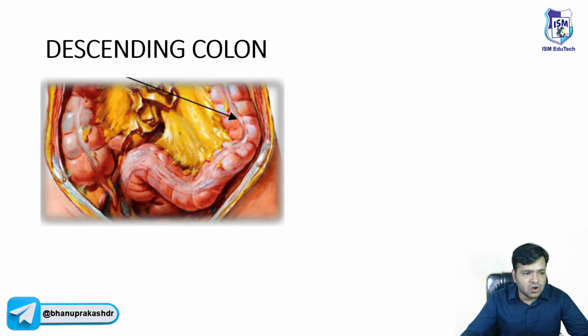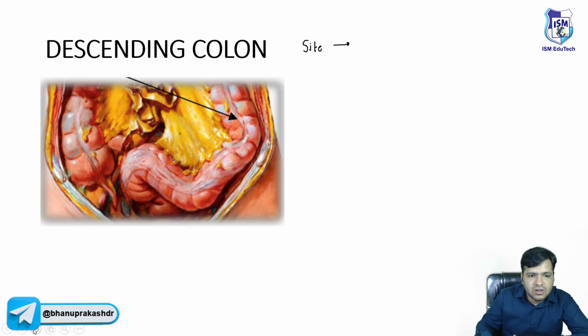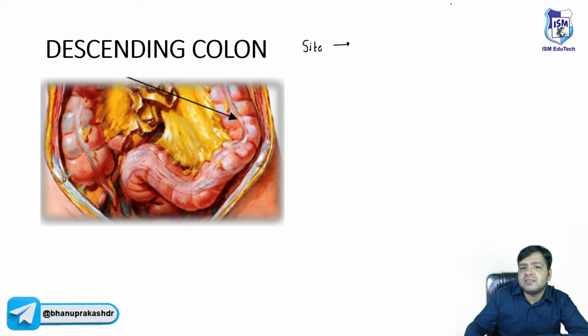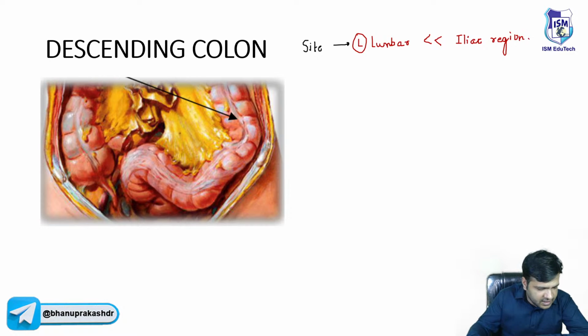Coming on to the descending colon, the first thing you have to keep in mind, beta, is the site or location. Yes, everyone is right. Kriti, Dr. Triple A, Jayashree, very good. It is present in the left lumbar region, but it starts from the left lumbar region and the majority of it lies in the left iliac region.